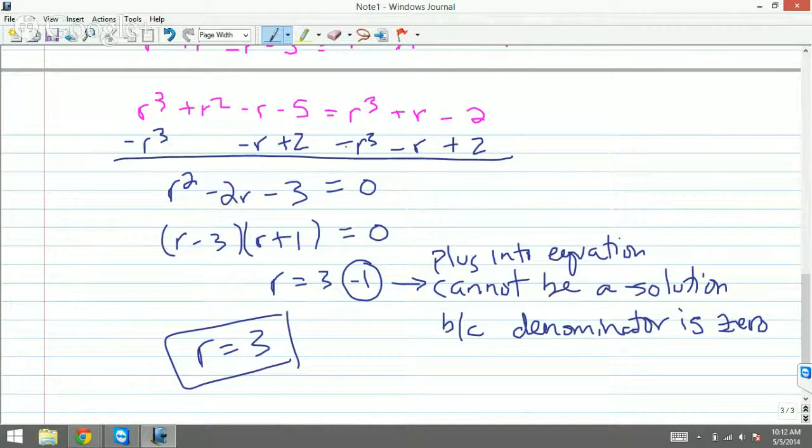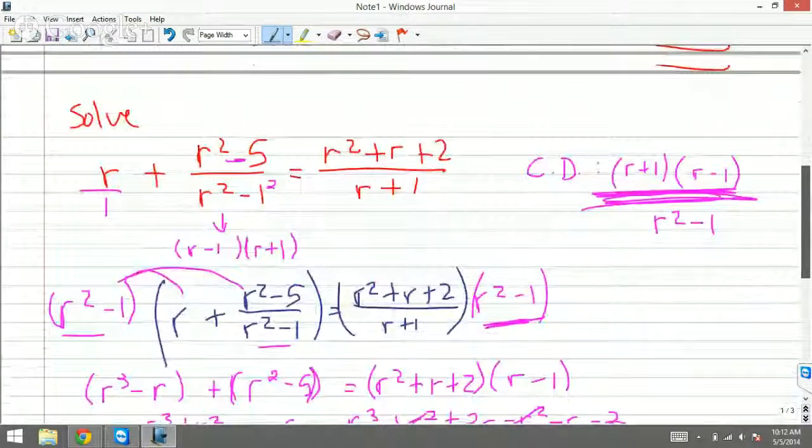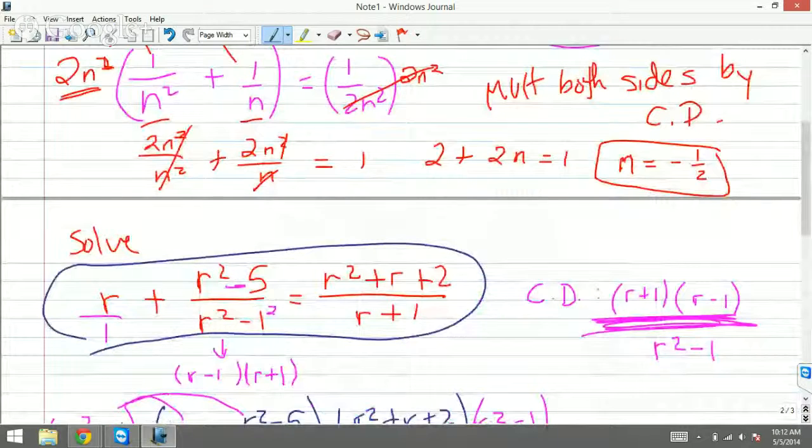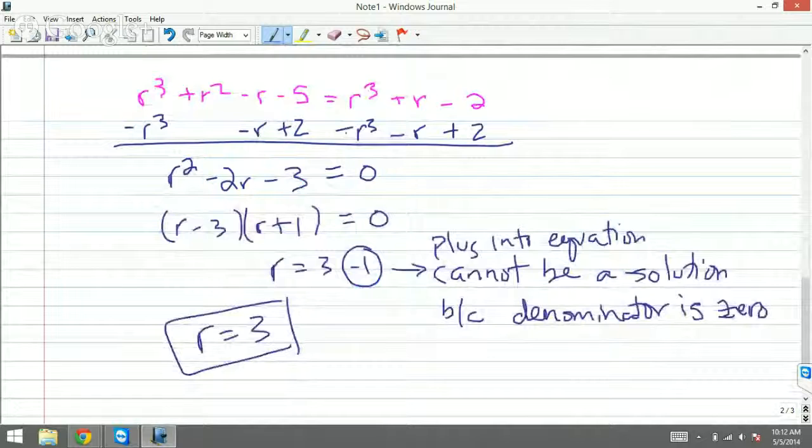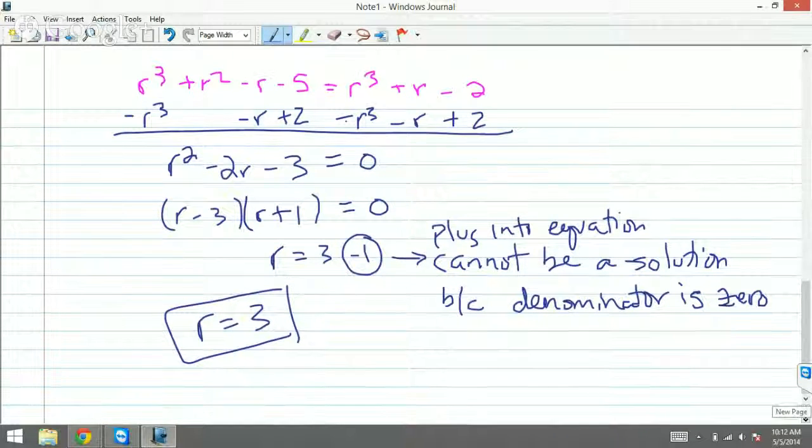Okay, so I went up to the original, plugged -1 in, -1 plus 1, 0 in the denominator. Can't happen. Undefined, illegal, etc., etc. Okay. Does that make sense? You can't divide by 0. Well, you can. You get nothing. No, you don't get nothing. You get undefined.